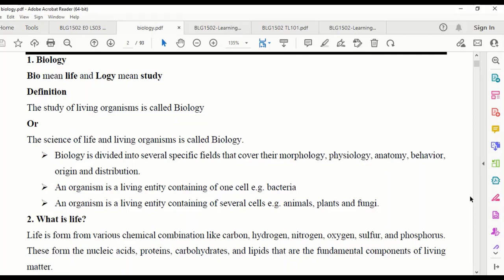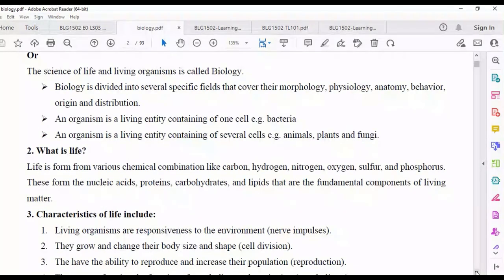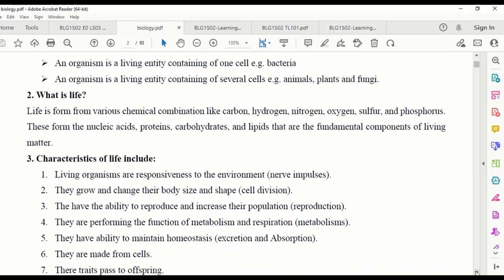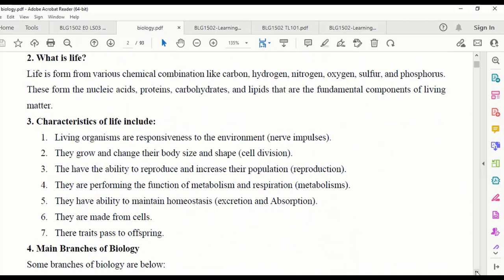So what is life? Life is formed from various chemical combinations like carbon, hydrogen, nitrogen, oxygen, sulfur, and phosphorus. And these form the nucleic acids, proteins, carbohydrates, and lipids that are fundamental components of living matter. So the characteristics of life are things that you know. These are things that are basically known by people. It's just that we tend to have to use some terminology if we are talking biologically.